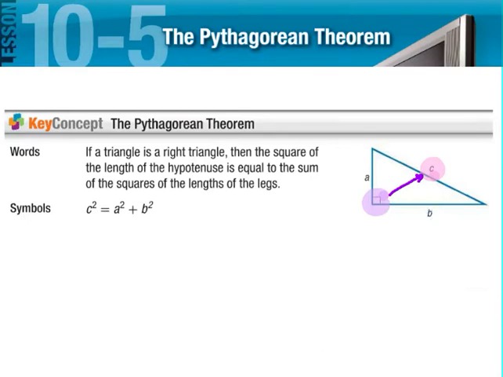I'm having trouble. We'll try a different color. Maybe we'll try this one. There we go. The two sides that touch the right angle.